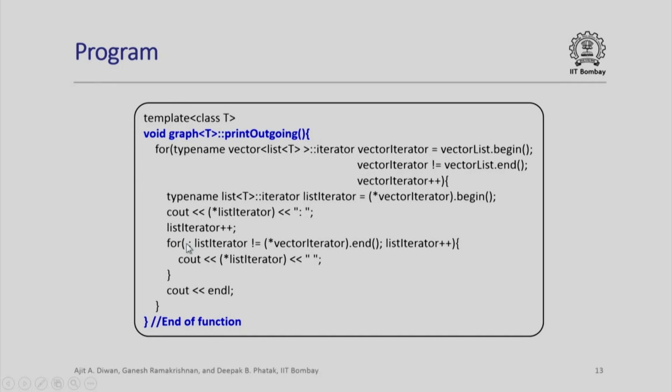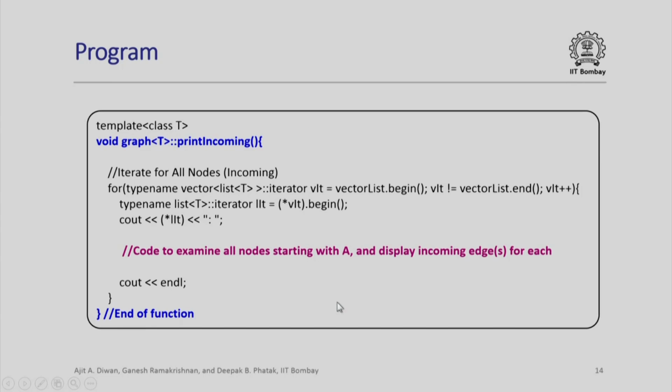Please note, there is no initialization specification. All that we do is, as long as list iterator is not at the end of the vector iterator list, we keep doing this. We keep outputting the next element pointed out by the vector iterator. So, in short, we traverse all the lists. For each list, we look at all the edges which are outgoing and print those edges. What about the incoming edges?